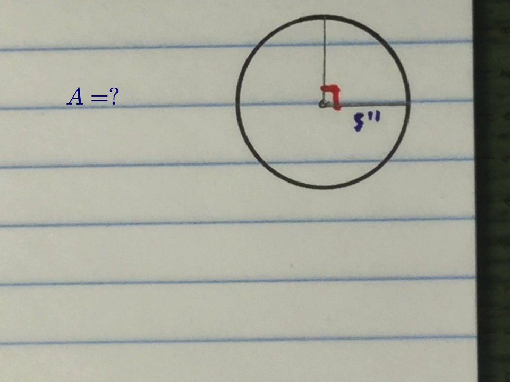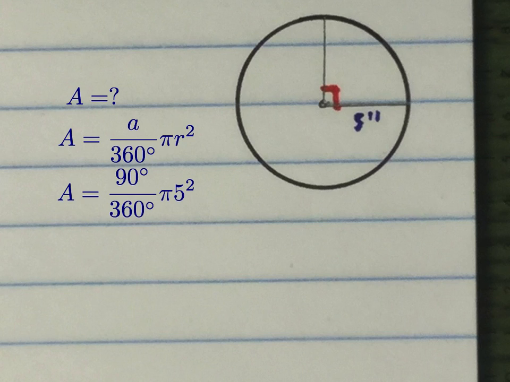We'll take a look at this next one. We've got this sector, and the area would be 90 divided by 360 times pi times 5 squared, which simplifies to 1/4 times pi times 25. And if I asked you for an exact answer, you would give me something like 25 pi divided by 4 square inches.